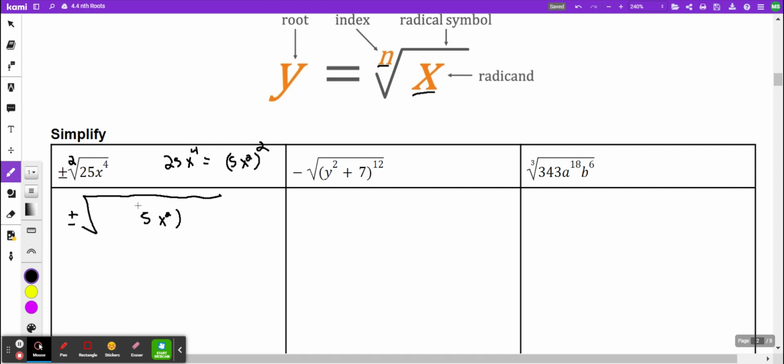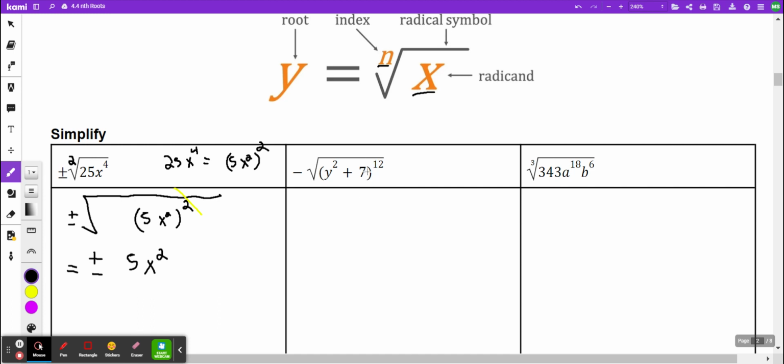5x squared, squared. And these two things right here will cancel out. So I'm left with positive or negative 5x squared. So I could put in an answer like it'd be both positive or negative. That's good. Okay, next up.